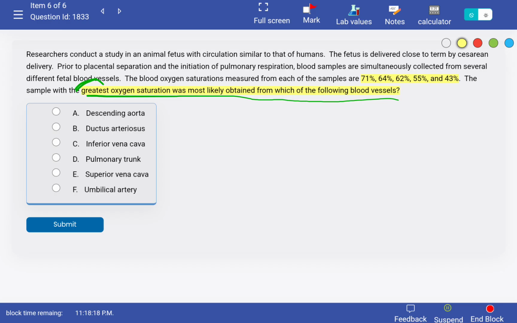Option A, descending aorta. Option B, ductus arteriosus. Option C, inferior vena cava. Option D, pulmonary trunk. Option E, superior vena cava. Option F, umbilical artery. So what do you think, which one would have the more oxygenation? So pause it and give the answer. So the correct answer for this question is option C, right?